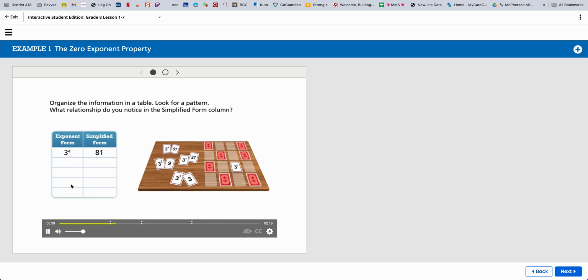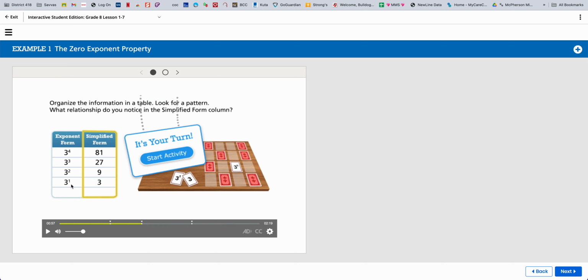Begin by organizing the information in a table. We'll start with the largest number. 3 to the 4th power is equal to 81, and work down. Now you can look for a pattern. What relationship do you notice in the simplified form column? That's this column right here. What relationship do you notice is taking place in this column? It's gone down by 3.